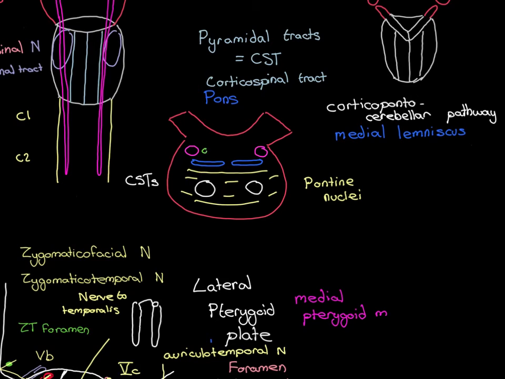Now putting in the motor nucleus of the trigeminal nerve. The motor nucleus of the trigeminal nerve is a tiny little nucleus compared to the principal sensory nucleus of the trigeminal nerve, and it's just medial to the sensory nucleus, the principal sensory nucleus of the trigeminal nerve.